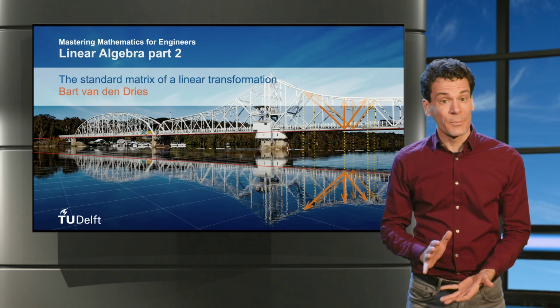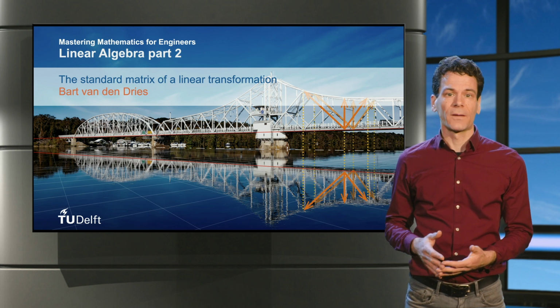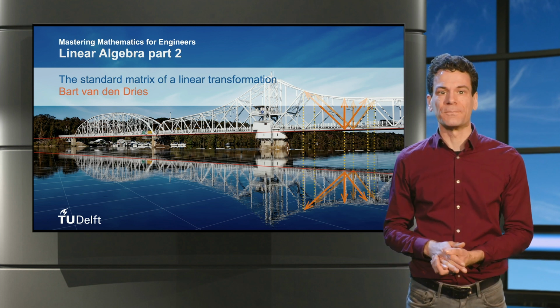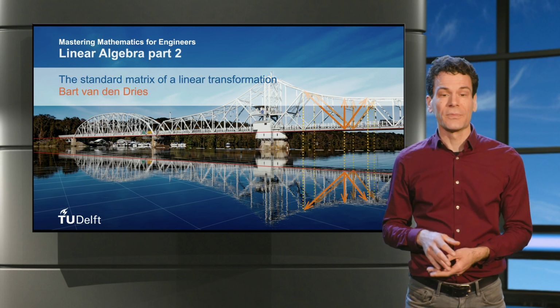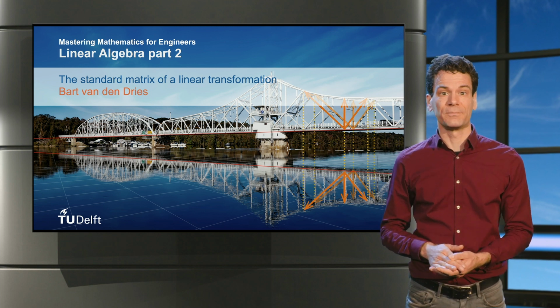Hi! In the previous section, you have seen several examples of linear transformations. For example, you saw that any matrix transformation is a linear transformation. In this video, I will show you that the opposite is also true. Any linear transformation is, in fact, a matrix transformation.